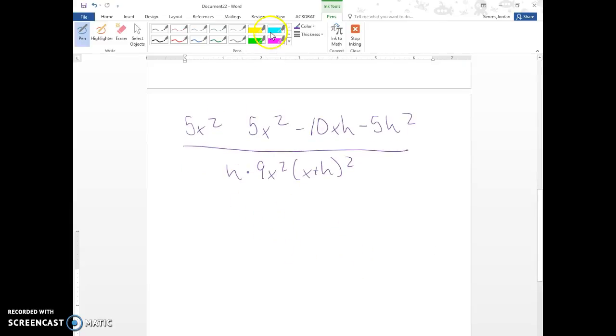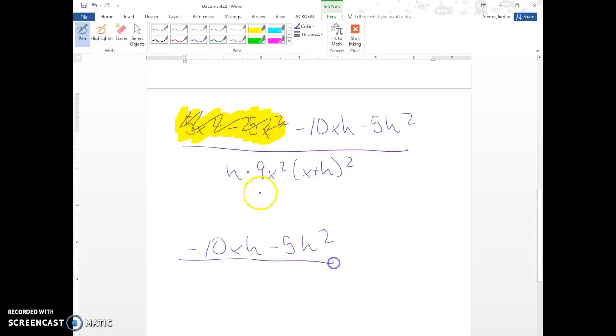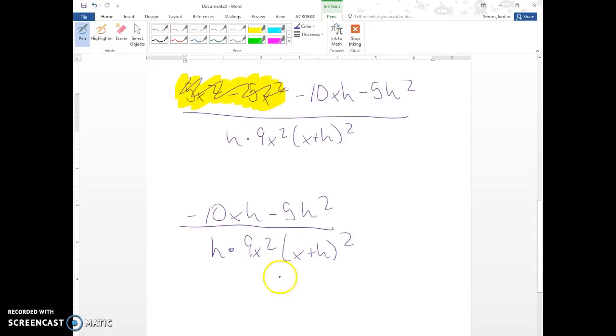Okay, well, we have some like terms we can combine. This 5, and that should be a negative 5 there, is gone, so we can get rid of that. And I'm left with negative 10xh minus 5h squared all over our denominator. Now what can we do?